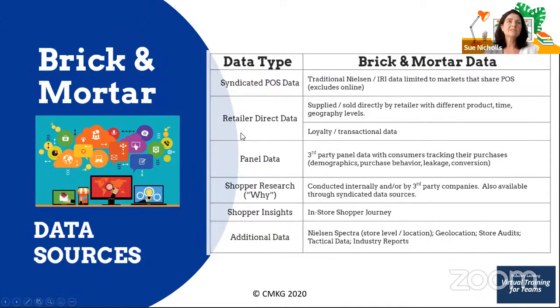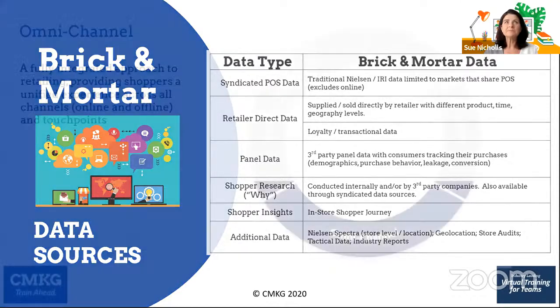There's also retailer direct data, where retailers provide data to their suppliers. Then there's panel data, third-party panel data with consumers tracking their purchases. This ends up being a very, very rich data source. It's been one of my favorite data sources for many years, but it's sometimes underutilized by organizations. Then we've got the shopper research, shopper insights, and the additional data sources as well. So there's a lot of brick and mortar data available.